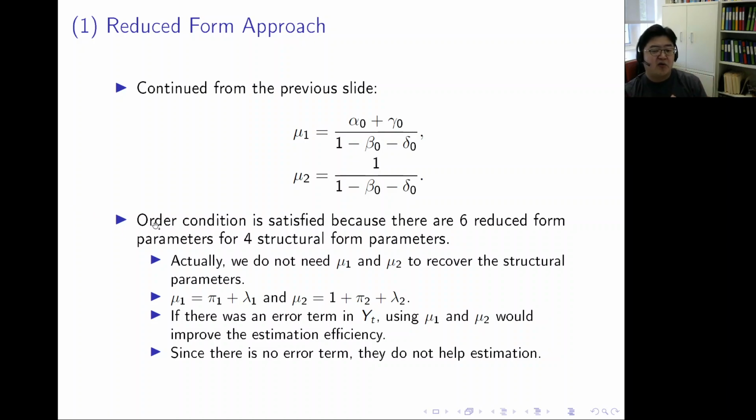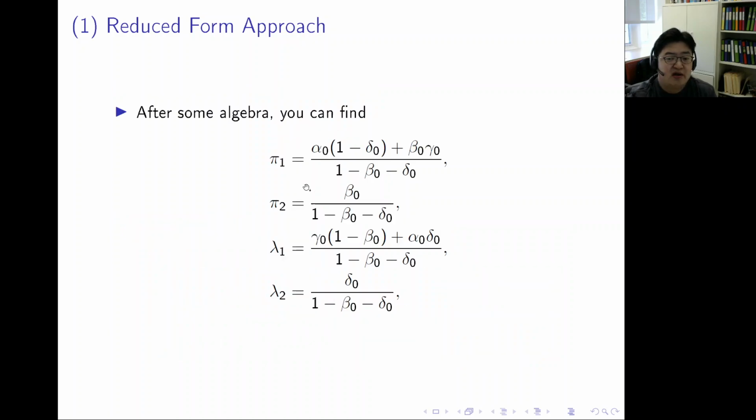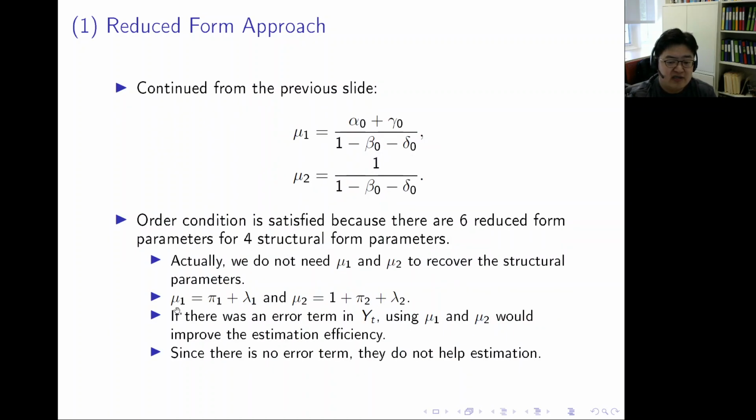That is to compare the number of unknown parameters and the number of available informations. Here we have 4 unknown parameters, alpha, beta, gamma, delta, but 6 reduced form parameters. So we have more information than we need. That means this is why you can ignore mu1 and mu2. That is okay. Still, you have 4 informations for 4 unknown parameters. Actually, the hidden relationship between mu and pi, lambda is this. mu1 can be written in this way, and mu2 can be written in this way, right?